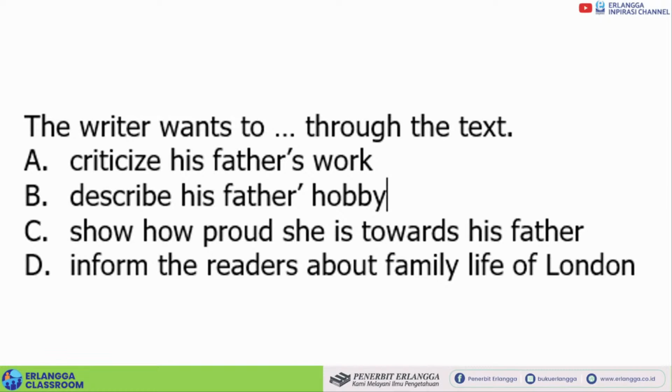Have you found out the answer of the questions? You have? Coba ya dicocokkan dengan jawaban Ibu ya, sahabat Erlangga. Let's see. Ta-da! Okay, so the writer wants to show how proud she is towards his father through the text. Okay, I hope you agree with my answer. Setuju ya? Kalau tidak setuju, sampaikan di komentar boleh ya. Oke, kita lanjutkan.